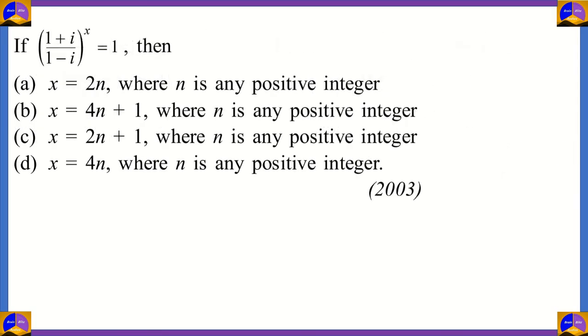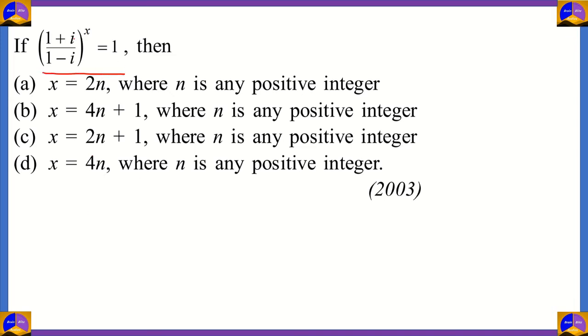Let's look at the next question. If 1 plus i divided by 1 minus i, the whole raised to x, is equal to 1, then which of these is the correct value for x? So how do we solve this question?